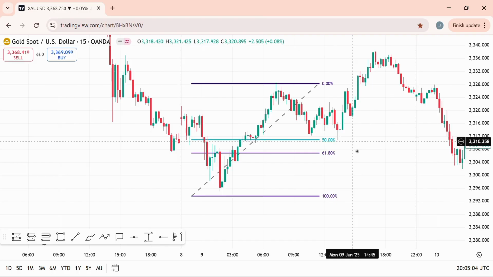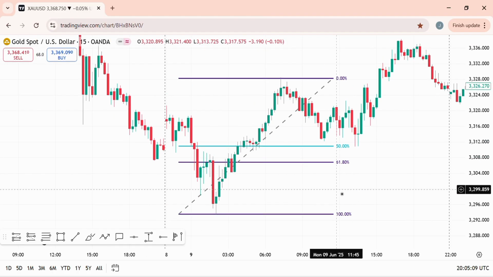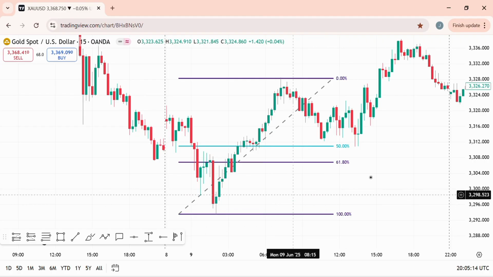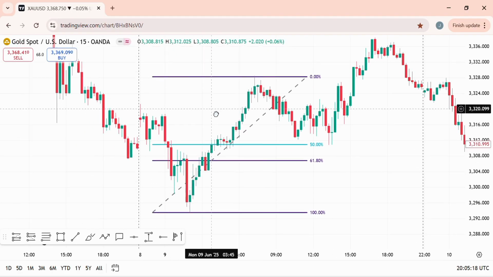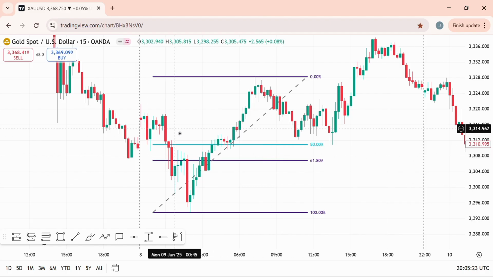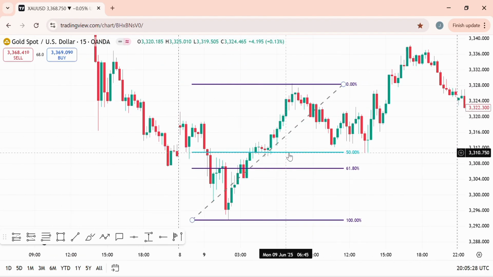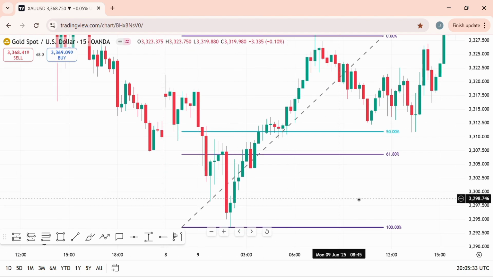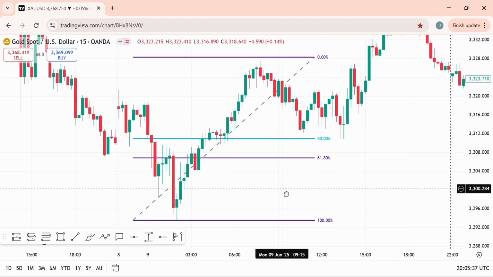The mistake number 3, and it's costing so many traders, is ignoring the confluence. You should always know that 61.8% is not magic by itself. You should look for confirmations like maybe trend lines, support and resistance, candlestick patterns, or even moving averages to make informed decisions about your trades.